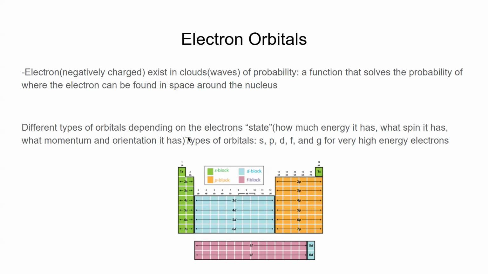So different types of orbitals, depending on the electron state, how much energy it has, what spin it has, what momentum and orientation it has. This is what will give you the S, P, D, and F orbitals. And then there's also the G and higher energy orbitals that electrons can jump to when they're in an excited state, but we will not talk about those.